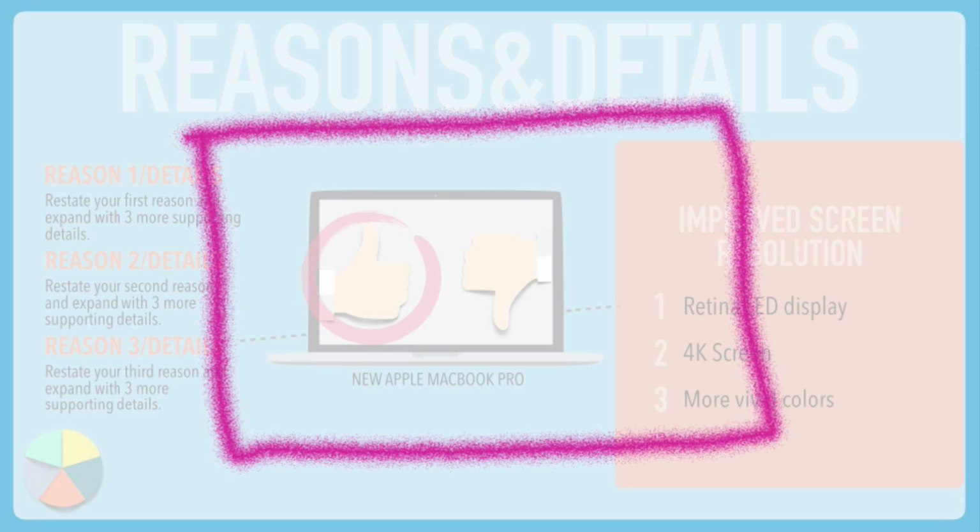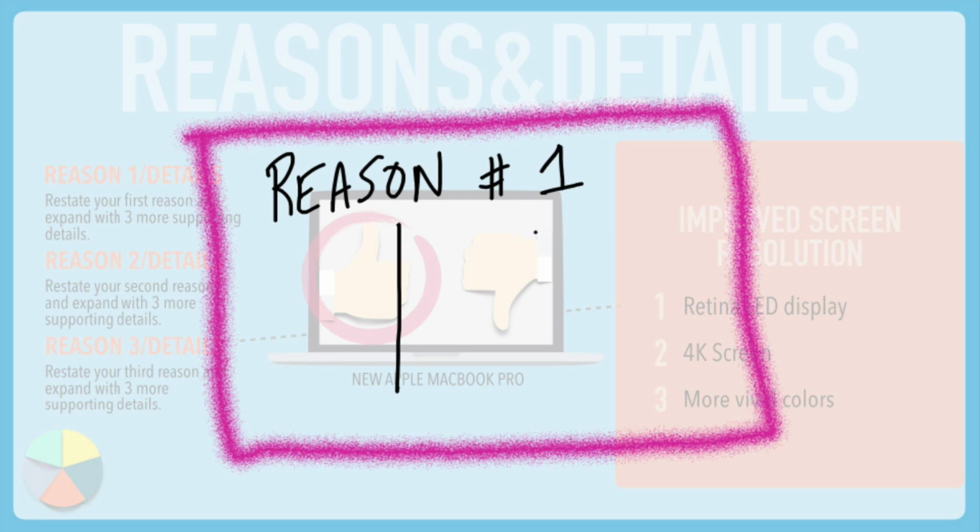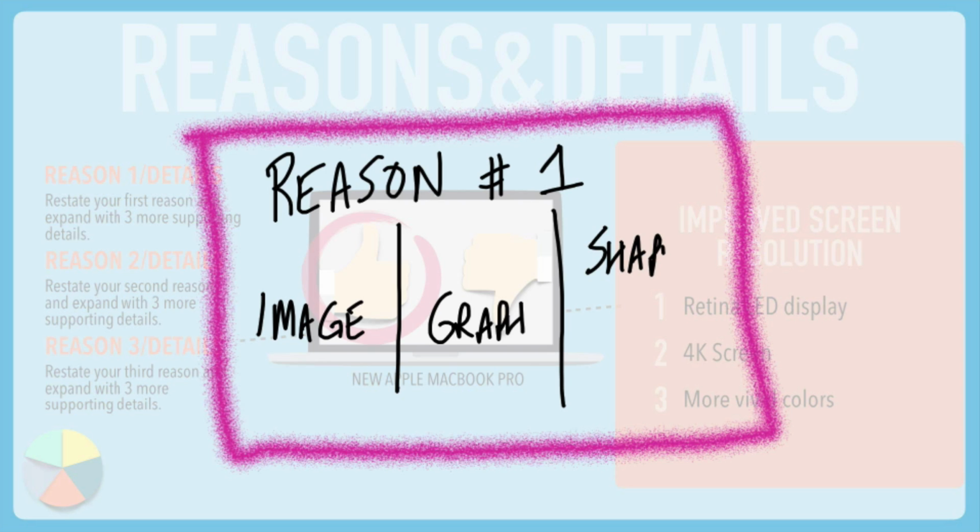You're going to need a lot more visuals for this part. So again, on the top, you're going to write in bold or big letters what your reason is. So reason number 1. And then underneath that, let's split the screen into 3 different sections, okay? Now, for this part, you can either have an image that will describe the detail of reason 1. You can have a graph, or you can also have shapes or illustrations.